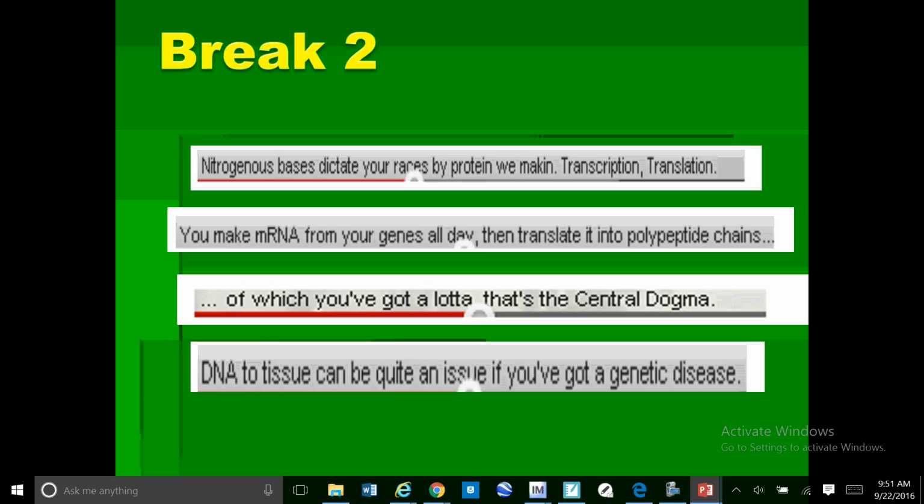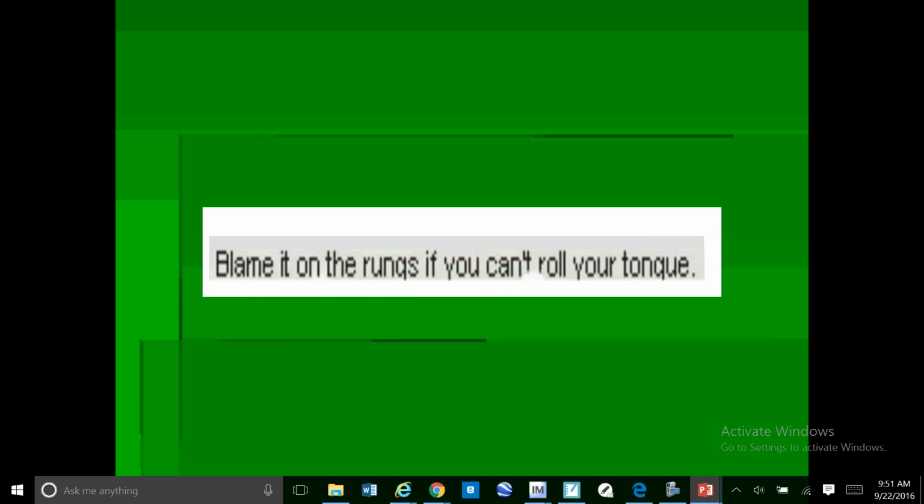Blame it on the rungs. What are the rungs? That's the ladder, the middle pieces. You might want to put that on the side so you know what the rungs are. That's the middle piece. Even if you can't do this, that's because of DNA. Blame it on the base pairs if you got some red hair. The pairing of the bases. Blame it on the DNA. Blame it on the thymine, another base.